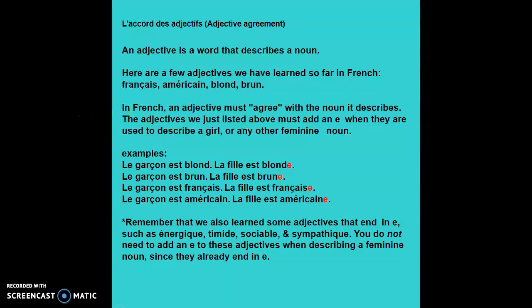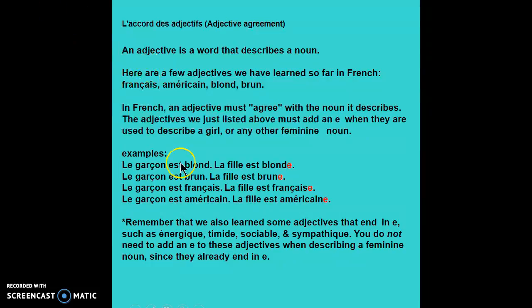So just to give you a little explanation. Basically, in French, an adjective, which is a word that describes a noun, by the way, must agree. It has to show agreement, is how we phrase it in English, with the noun that it describes. So, for those adjectives that I just mentioned, we add an E to them if we are describing a female or any feminine noun, because remember, all nouns in French are either masculine or feminine.